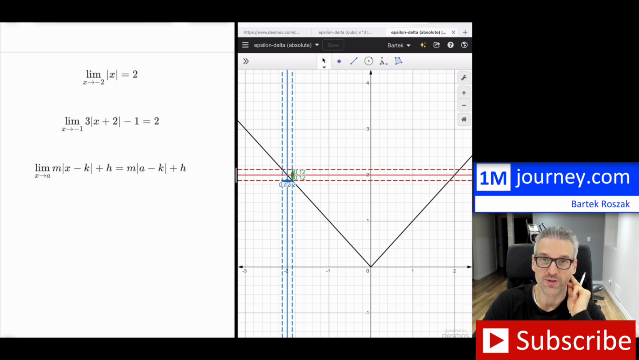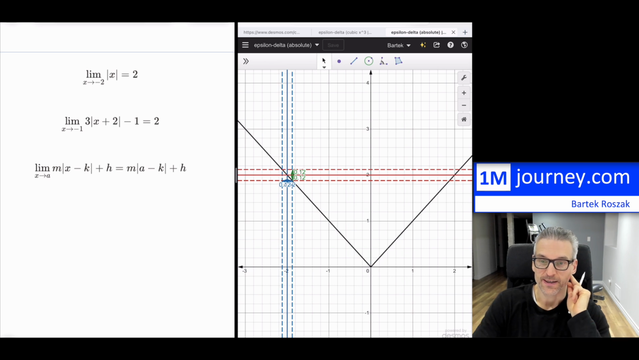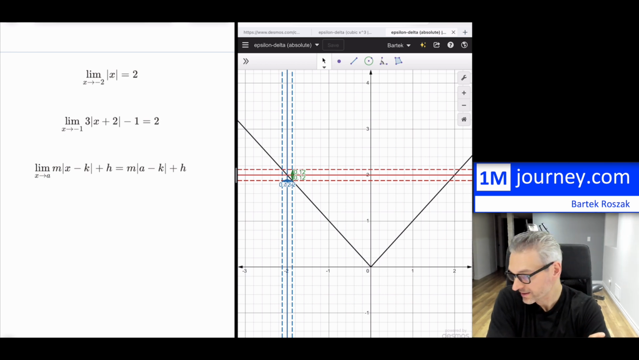So I thought to do this video just to show you a couple of examples and then generalize for any absolute value, so you can transform it any way that you like. You can translate it, compress it, stretch it, etc. And you will see that finding the delta for a given epsilon is not that difficult, and it pretty much follows exactly what you would do in the linear case.